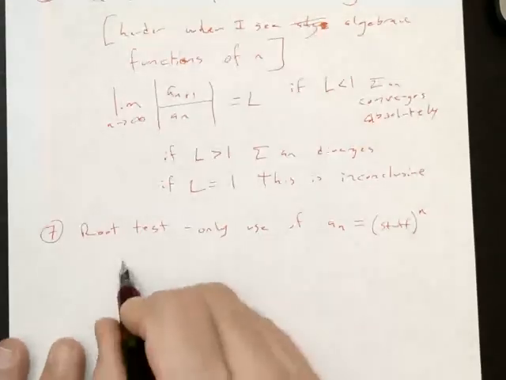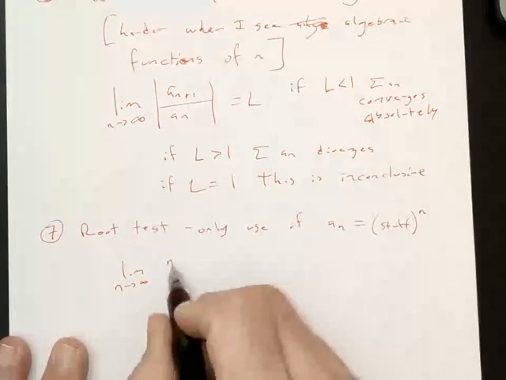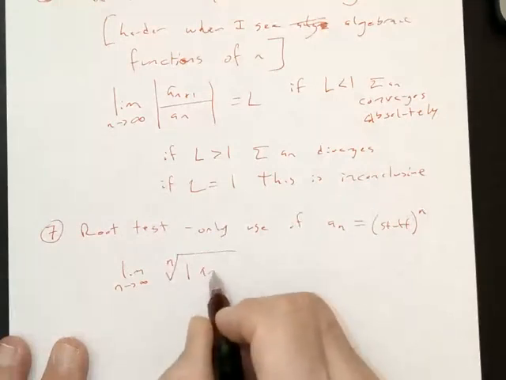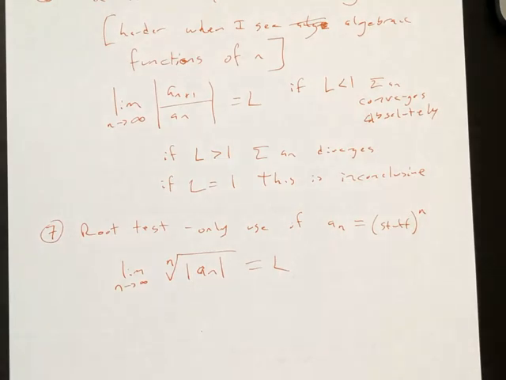And again, you're absolutely right. I take the limit as n goes to infinity of the nth root of the absolute value of a_n. Call that L, and then treat L just like in the ratio test.